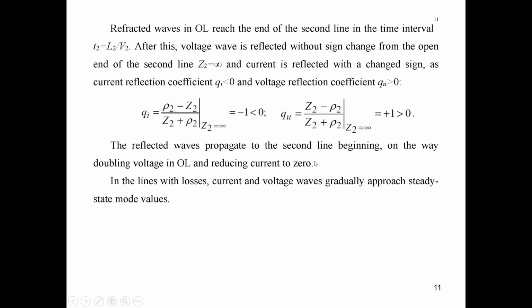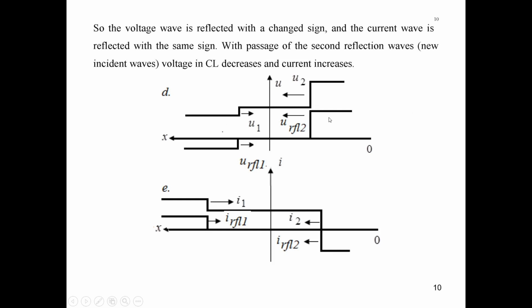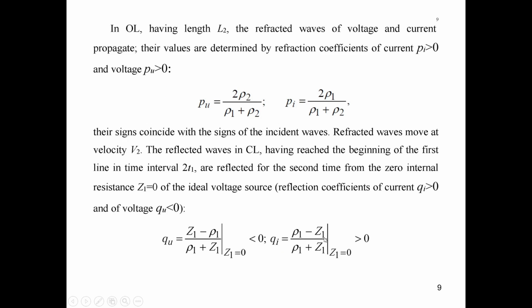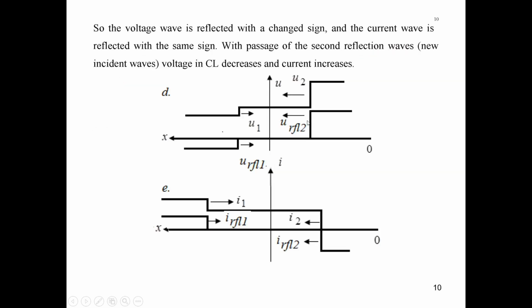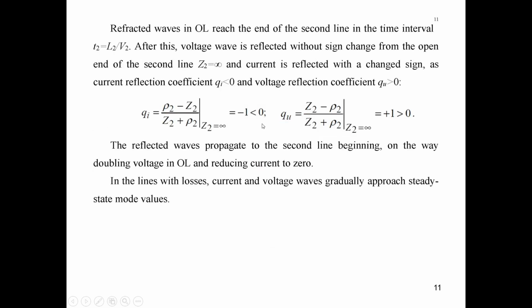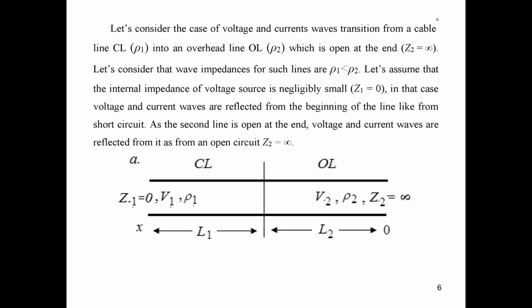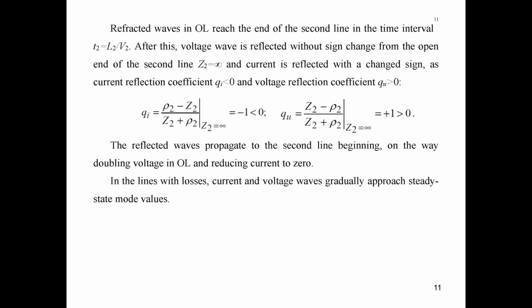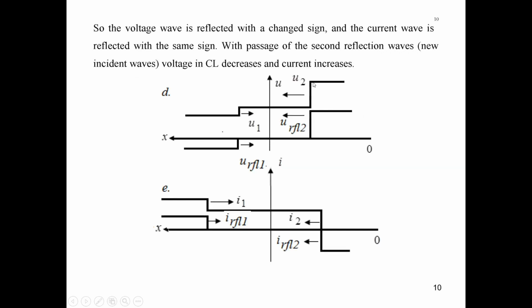So when this wave propagates to the end of the overhead line, the voltage will be doubled, because you see here the reflection coefficient is equal to plus 1, the same sign. So this is for the second part of the line. It will be the same for the voltage drop; it will have the same sign as for the incident wave.